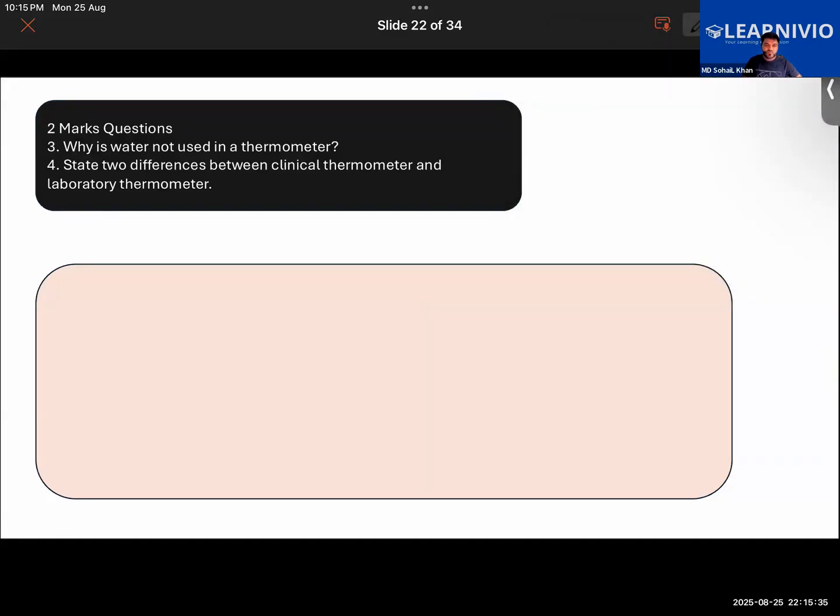Okay, but we have to keep in mind that this question carries 2 marks weightage, so we will answer it accordingly. Yes, Halima, you answer now. Sir, water is not used in a thermometer because water's boiling point is 100 degrees. If we test a sick person whose temperature is above 37 degrees, we would need the temperature to be above 100 degrees, but that is not possible. So that's why water is not used in a thermometer.